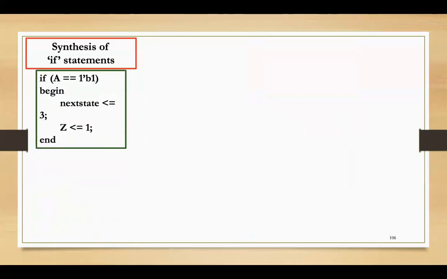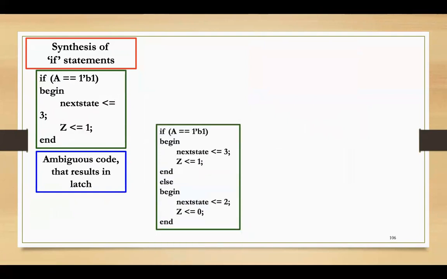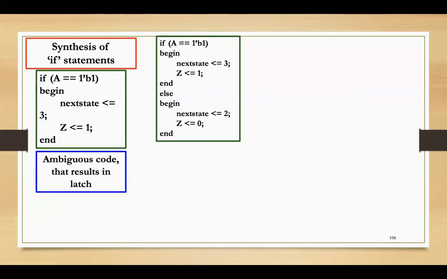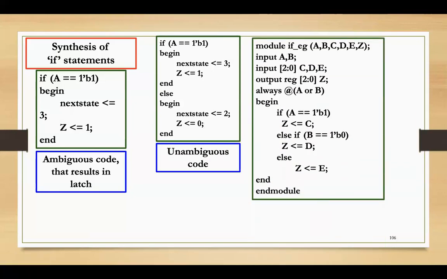Now, how do we have synthesis for if statements? So here, if A is equal to 1, fine, then begin, then I'm going to next state 3, then Z is assigned to 1. So there's no else here, right? There's no else here. So it's an ambiguous code. Similarly, here you can see A is equal to 1, then begin, and the next state is given 3, then Z is assigned 1, else 2. What about the other states? We don't know. So this is also an ambiguous code. So it's always nice to give all the values.